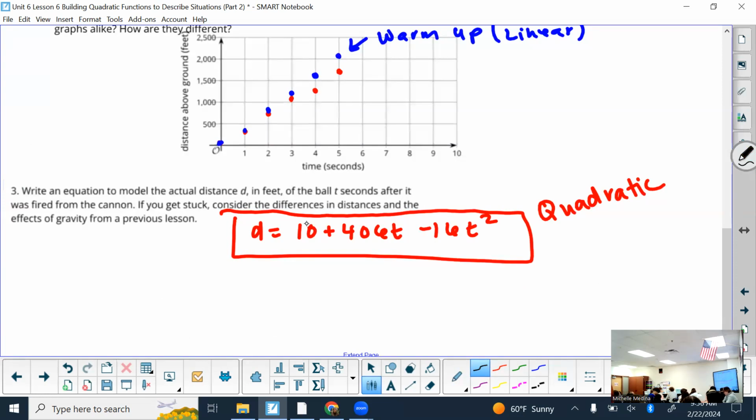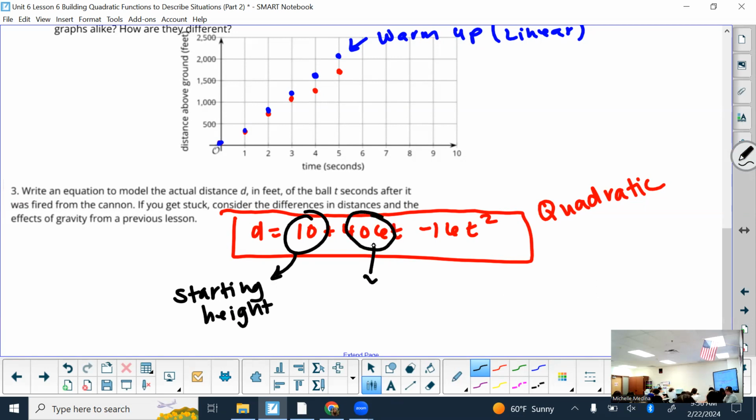So table 5, what does this 10 represent in this situation? The starting amount, and in this case, it's a starting height specifically. The constant in these problems is going to be a starting height of some sort. Table 6, what does this 406 represent?